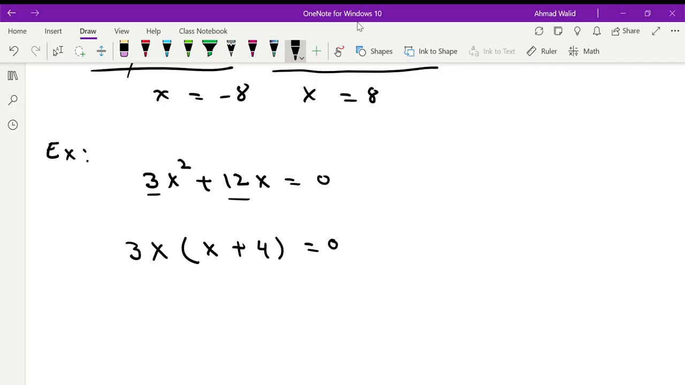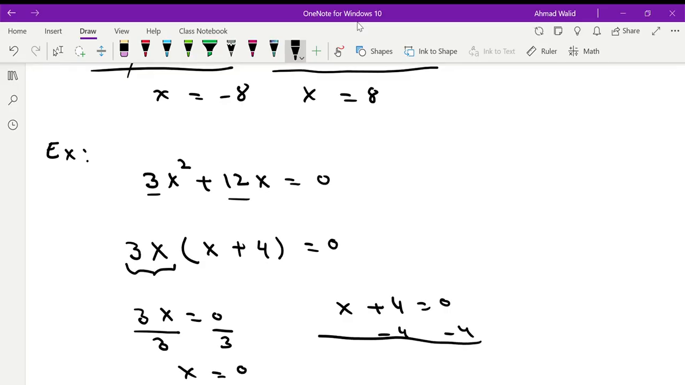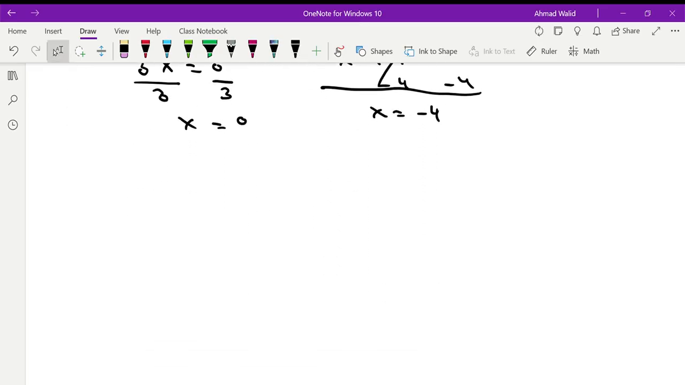Now set each one of them equal to 0. I see this one as a term, right? 3x equals 0 and x plus 4 equals 0. From here, divide both sides by 3, x equals 0, right? 0 divided by 3 gives you 0. Here, subtract 4 from both sides. It means x is equal to negative 4. Correct? This is the first method, using factoring to solve a quadratic equation.